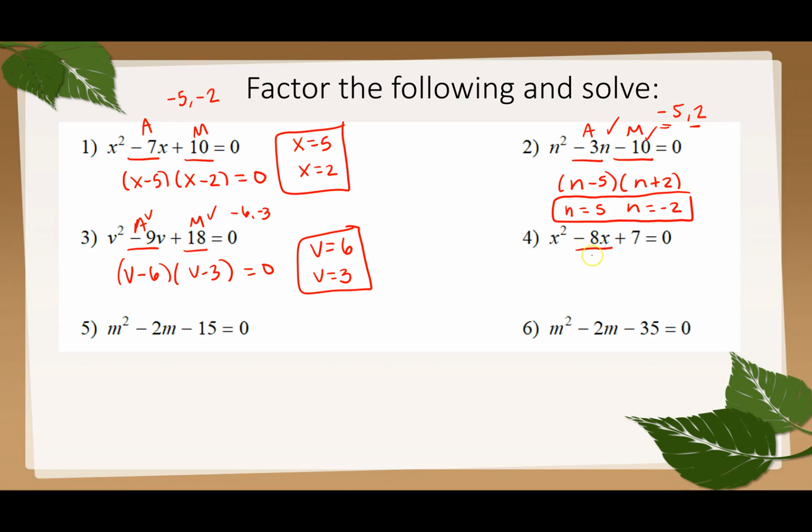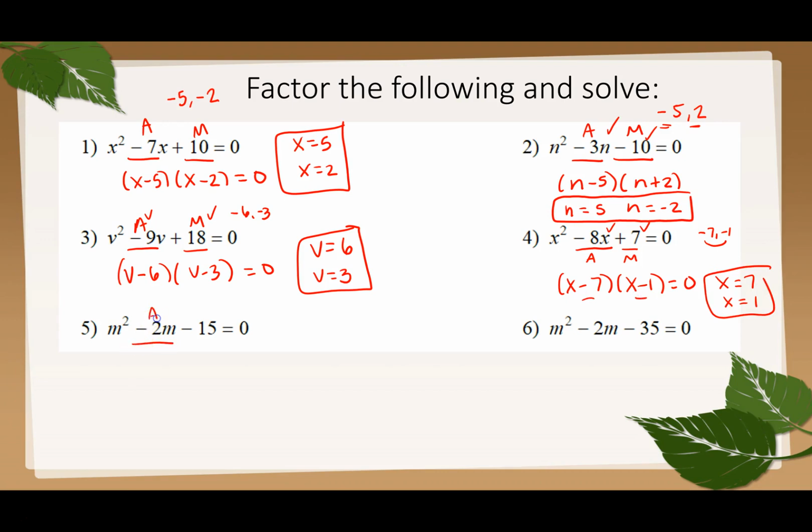So here I'm trying to add to -8 and multiply to 7. So that would be a -7 and a -1, because -7 times -1 is positive 7, but when you add them, you get -8. So this would be x minus 7 times x minus 1. So our final answers would be x equals 7 and x equals 1. Remember, you're taking the opposites of these.